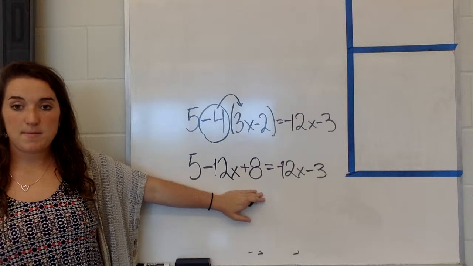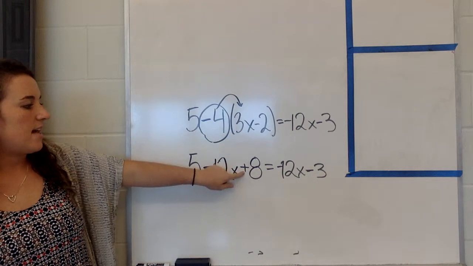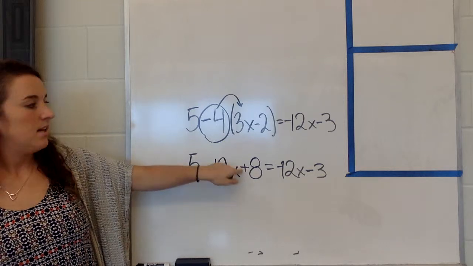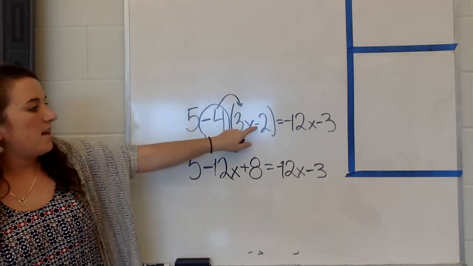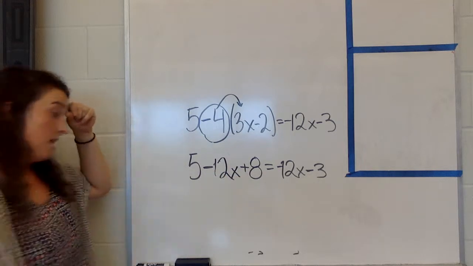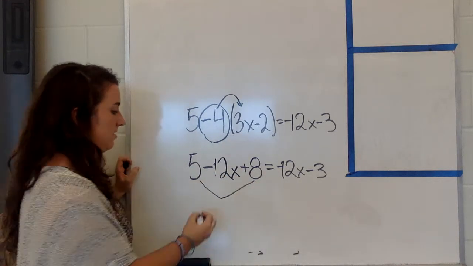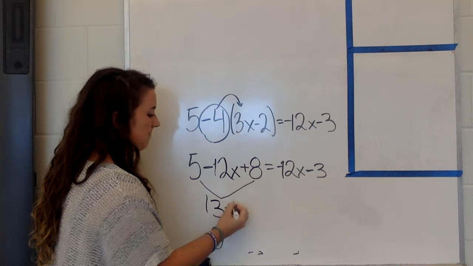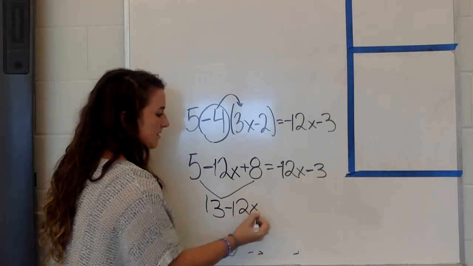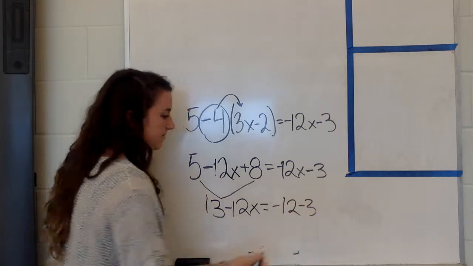Can I continue simplifying this side of the equation? Yes. Just looking at this, how did I end up with plus here? Because we were multiplying a negative by another negative, which gave us a positive. And then I can further simplify this equation by adding my 5 and my 8, which is 13 minus 12x, negative 12x minus 3.